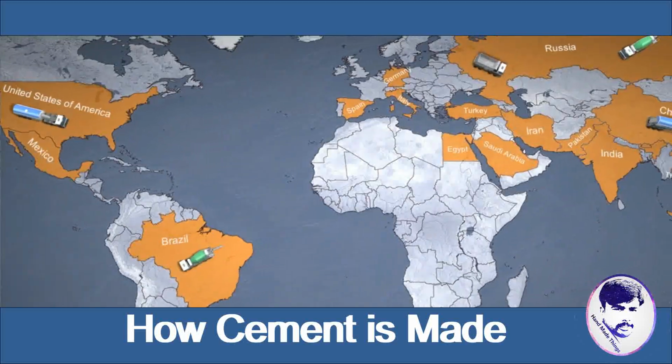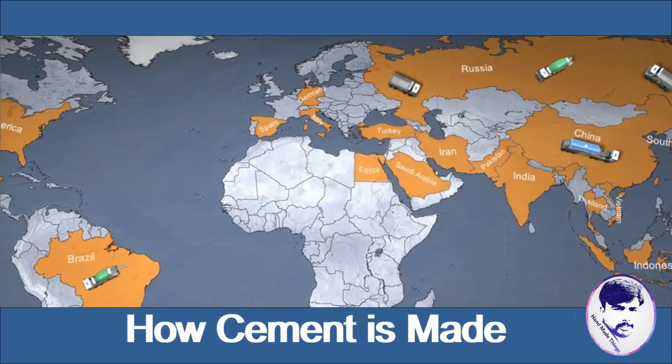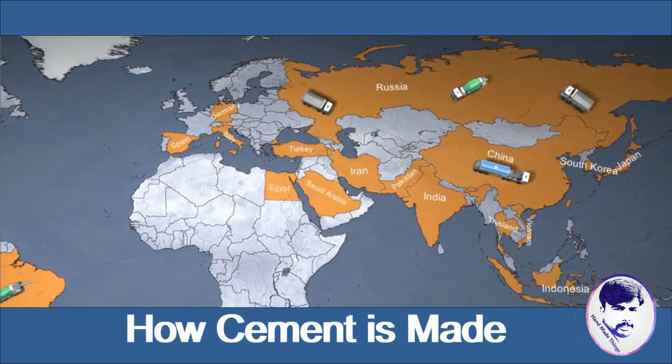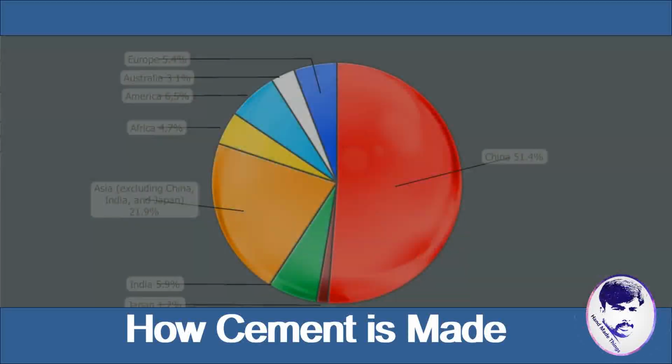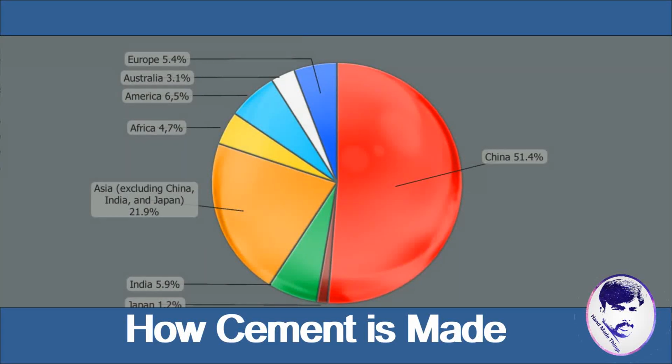Since cement is a very widely used material, cement production is a major industry throughout the world. The largest cement-producing country is China, while India, the United States, Turkey, and Brazil are also major cement producers.